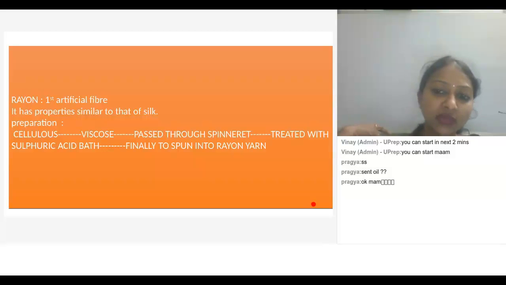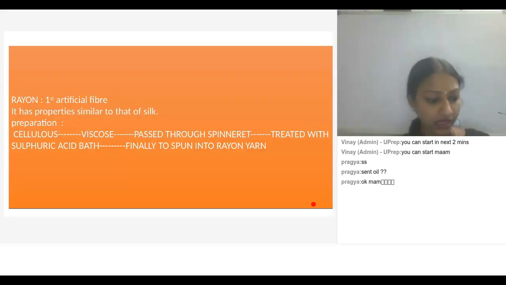So it has properties similar to that of silk. So why are these synthetic fibers obtained? Leave aside all these examples. Why are these synthetic fibers obtained, children?